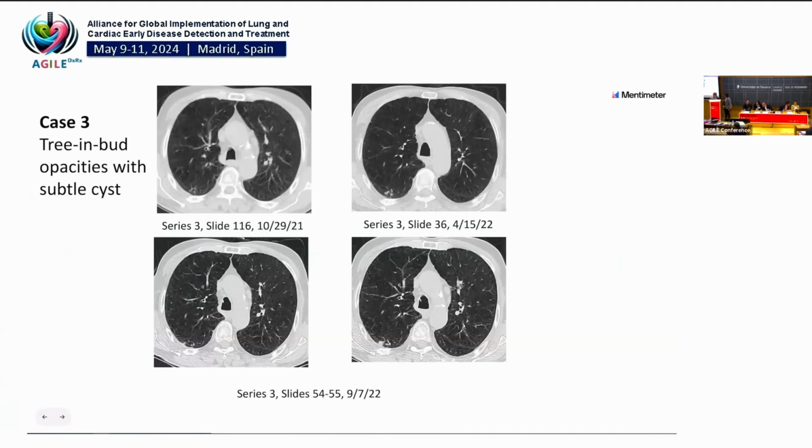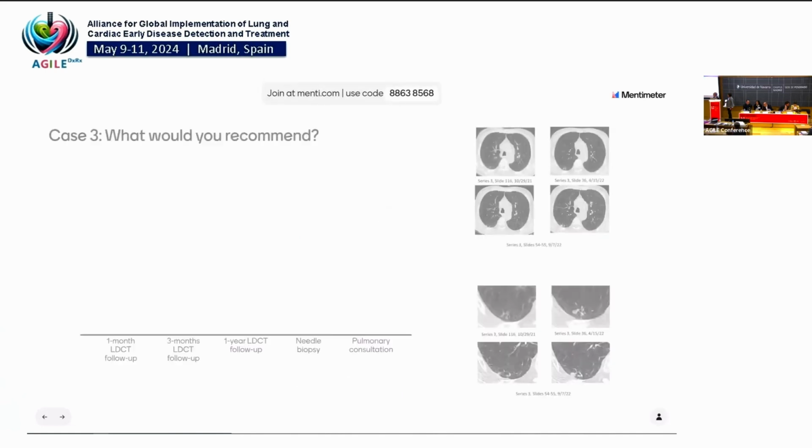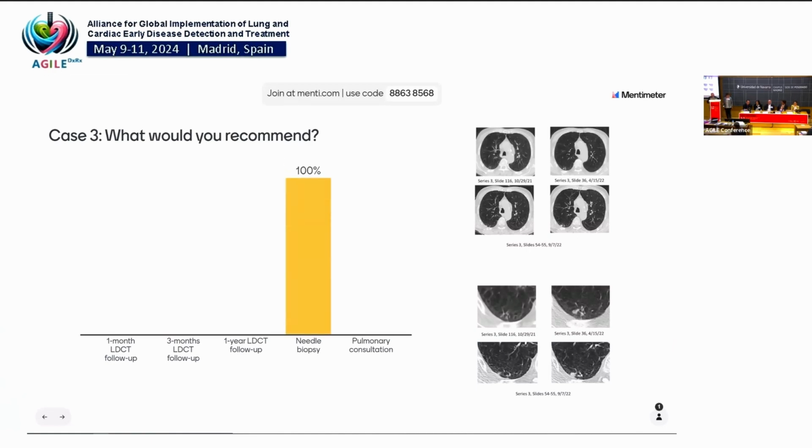So you see October of 21, April 22, and then September of 22. These are follow-up images. Look at them. This is a close-up of the findings. And the question will be, what would you recommend? 1 month, 3 months, 1 year, needle biopsy, or pulmonary consultation? Pulmonary. Needle biopsy. I agree with this. It's small.